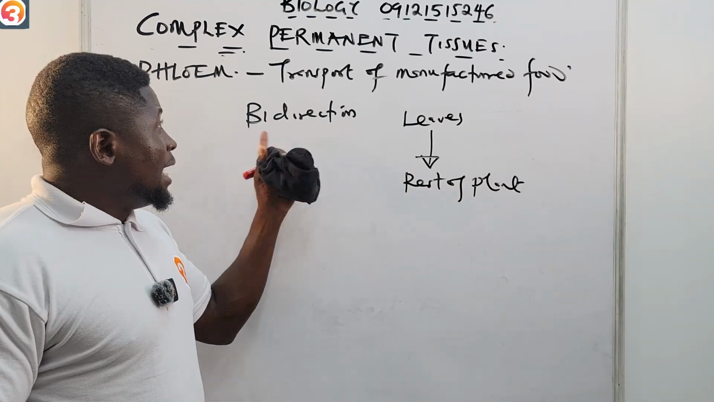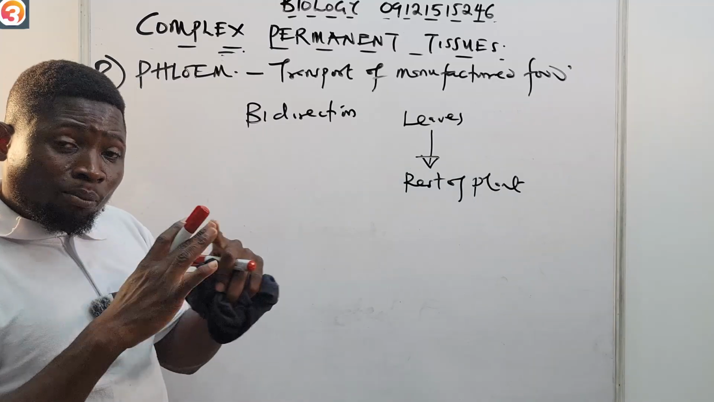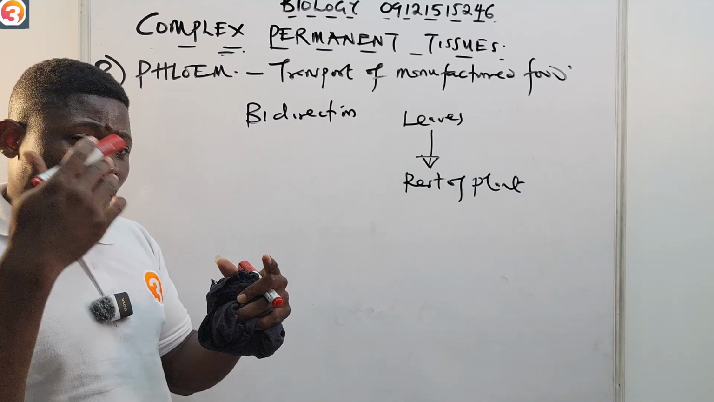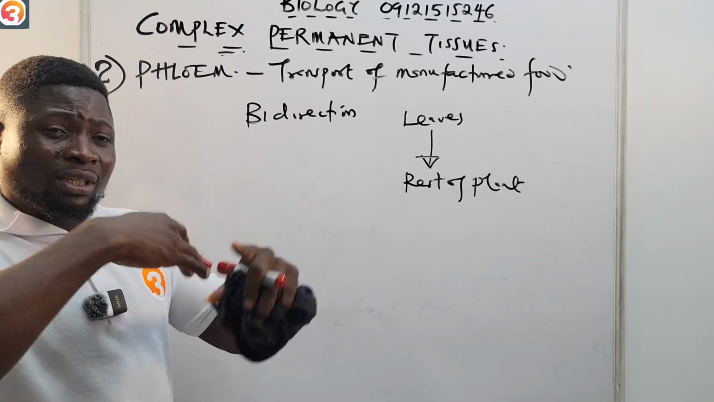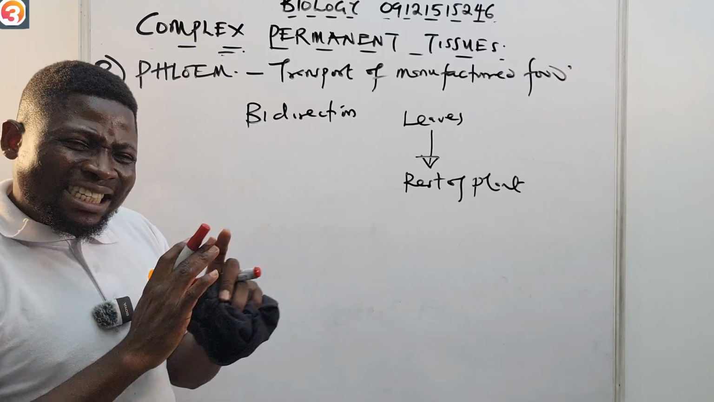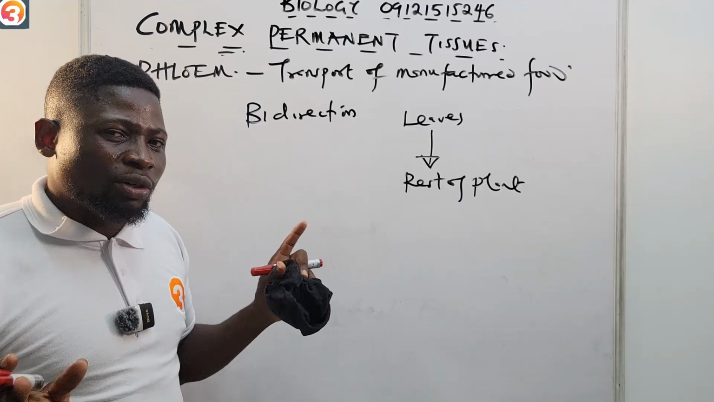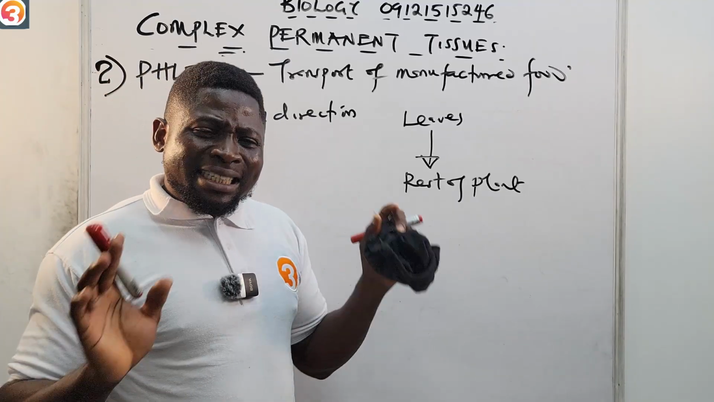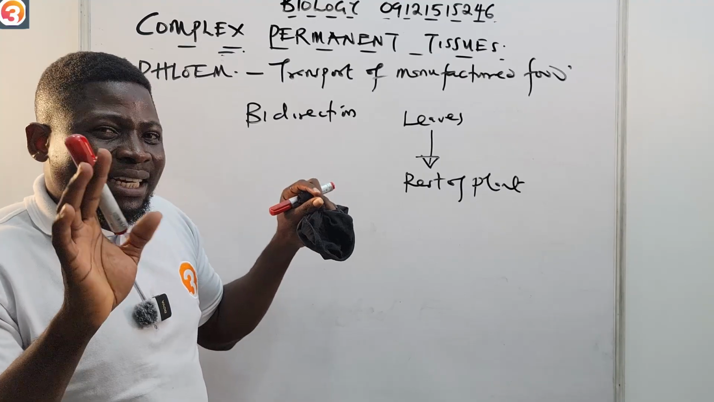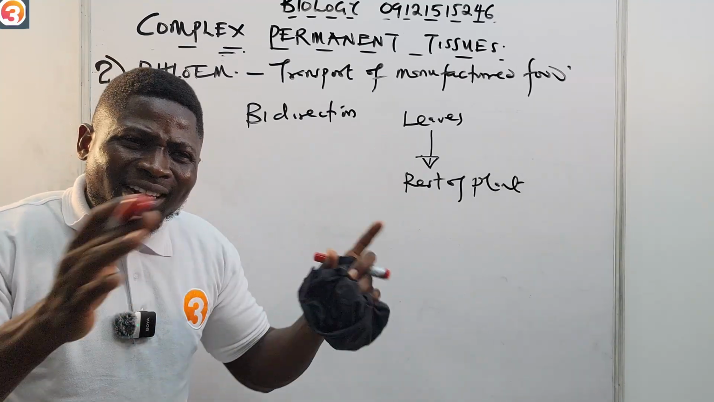So phloem transports manufactured food in both directions, from the leaves to the plant, or from the roots of the plant to the different parts. It can transport manufactured food. The movement is bidirectional, but in exam conditions they are mostly concerned about the most important direction, which is from the leaves to the rest of the plant.